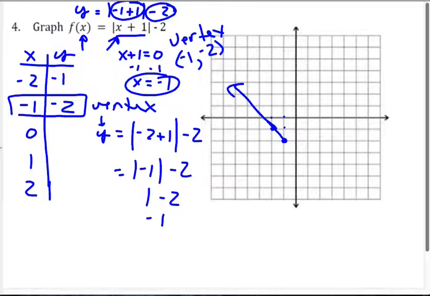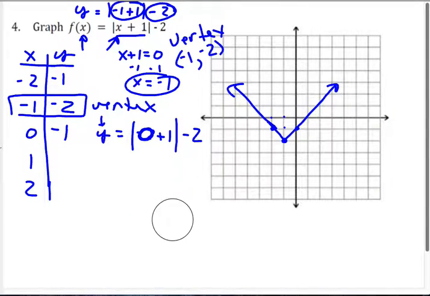something like this. When we plug in 0 up there, I get the absolute value of +1. 1 minus 2 is still -1. 0, -1 is right here. And you can see that's enough to graph it. You found the bottom point. You could also plug in 1 and 2 to make sure it opens up correctly like that.